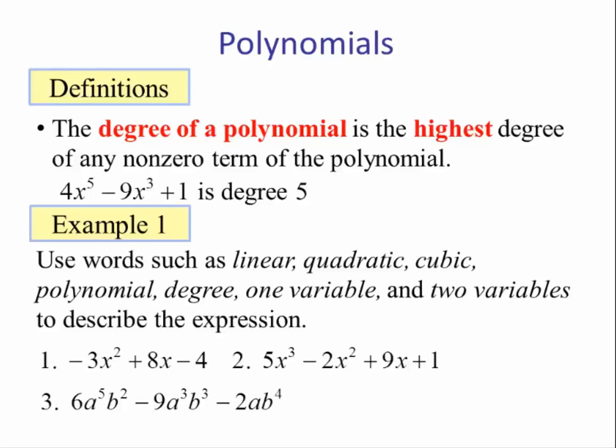Number 1, we have negative 3x squared plus 8x minus 4. Number 2, we have 5x to the third minus 2x squared plus 9x plus 1. And number 3, we have 6a to the fifth b squared minus 9a to the third b to the third minus 2ab to the fourth.